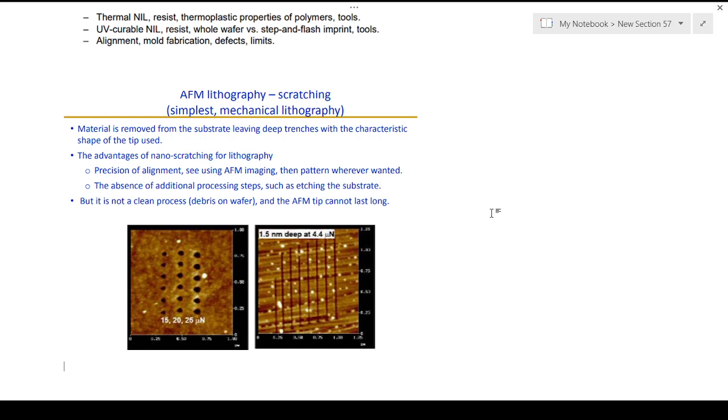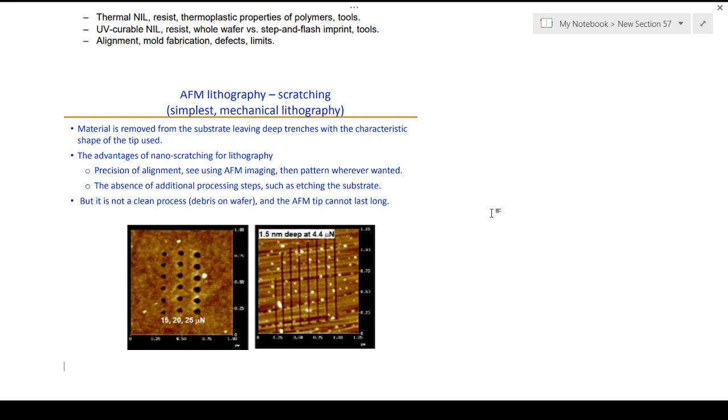Directly you can take the sample with the substrate and do the AFM imaging. There are different methods, contact mode, non-contact mode, and different tapping modes. In contact mode, the tip will be contacting the surface and creating these different patterns. But when you talk about AFM lithography, it is not a clean process.